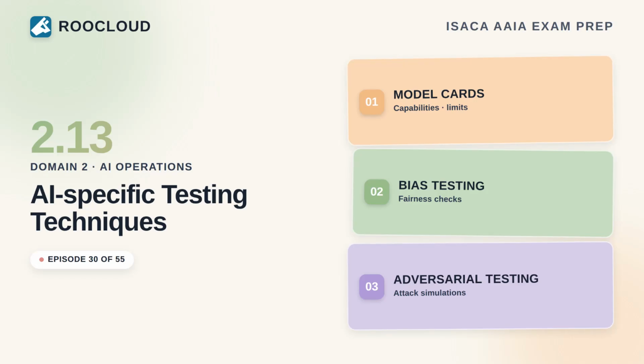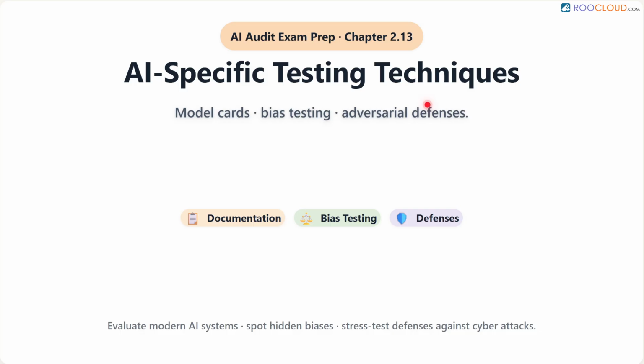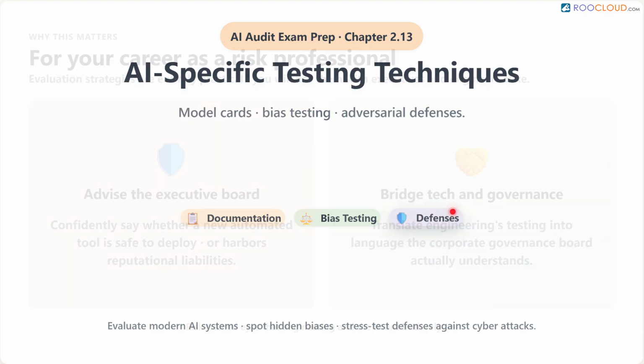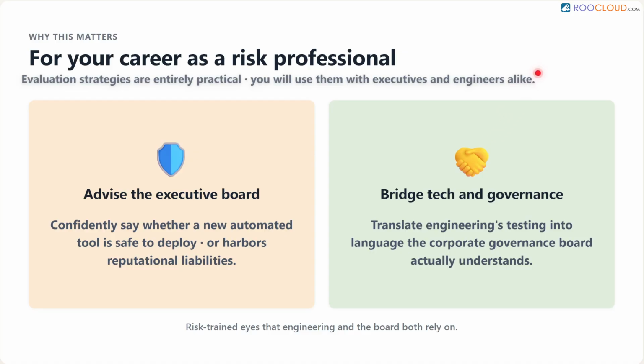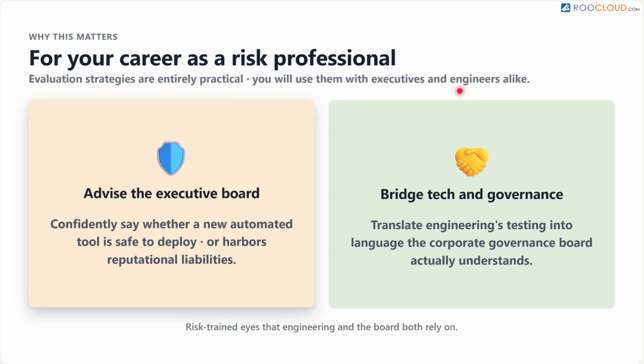Welcome to our comprehensive discussion on the unique methodologies required to evaluate modern artificial intelligence systems. This is part 30 of our AI Audit Exam Prep series. In this session, we will explore how to document system specifications, identify and eliminate hidden biases, and rigorously test defenses against sophisticated cyber attacks. As a risk professional, mastering these evaluation strategies is entirely practical for your daily career.